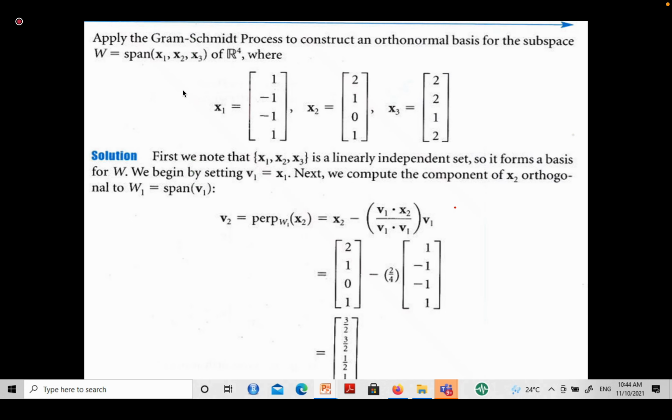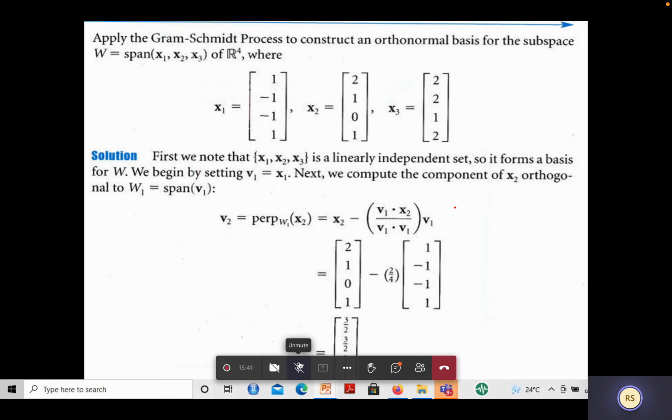Here also they are saying W is being spanned by these three vectors, but they are not mentioning that the three vectors are linearly independent. So what you have to do is check whether these three vectors are linearly independent. Then we proceed to find the orthonormal basis. If they are linearly independent, you can proceed. Otherwise, consider the linearly independent vectors out of it. That will form a basis for W. Then proceed to find an orthonormal basis. Shall we proceed?